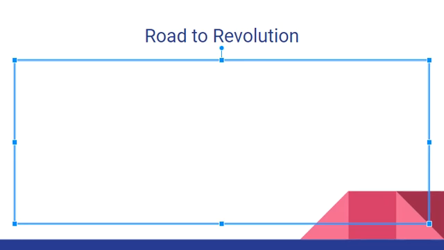Hello, everyone. Today we are going to be talking about the road to revolution. So, we've already talked about the French and Indian War, we talked about the Enlightenment, which are both important events. Now, we're going to review some of the things that happened that led to the revolution.